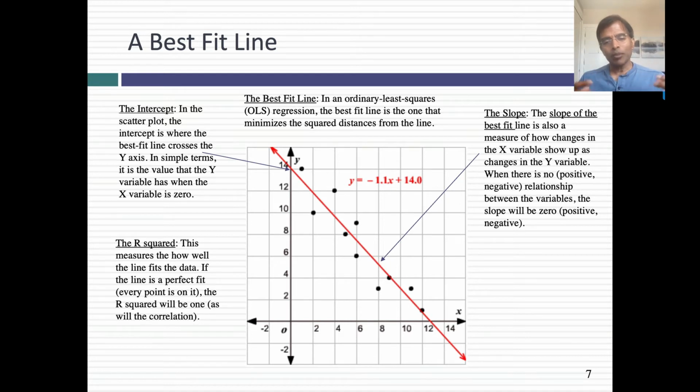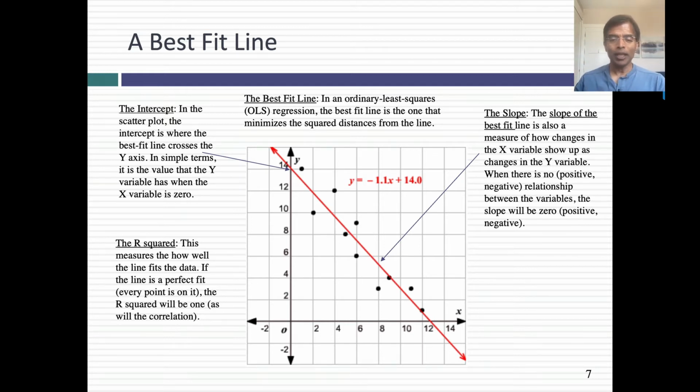The y variable and the x variable move in opposite directions. You know what? If you compute a correlation between y and x, guess what kind of correlation you're going to get? You're going to get a negative correlation. Minus 1.1 is the slope. You're saying, what's the 14? That's called the intercept. The intuitive way to think about the intercept is it's the value that your y variable will take if x is 0.